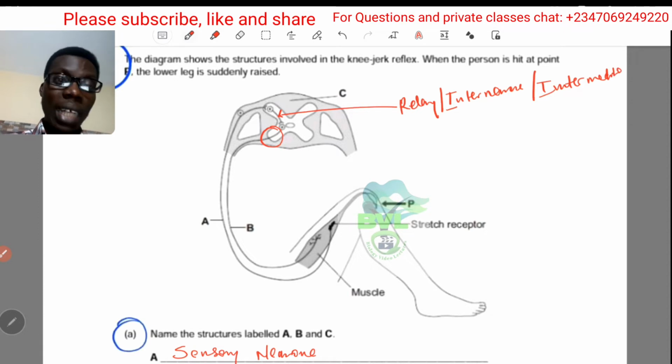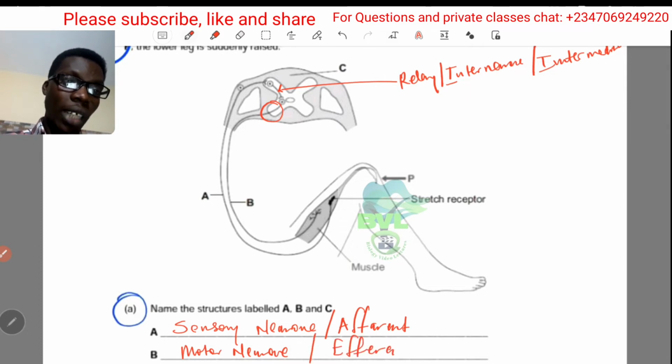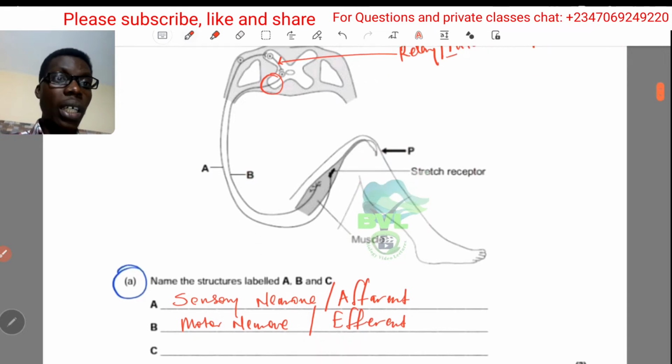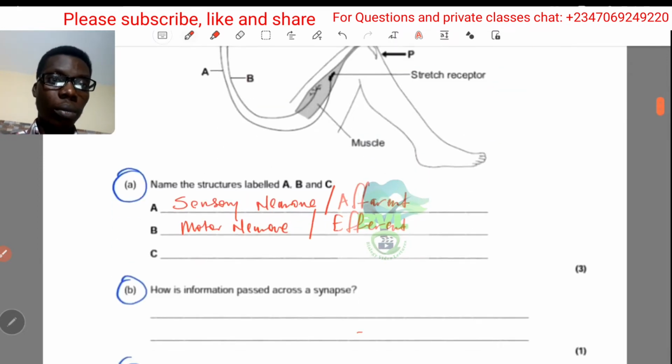Please, I have a very nice handwriting, if you know what I mean. Now, sensory neuron is otherwise called afferent neuron. Motor neuron is otherwise called efferent neuron. I just felt I should add that. So C, what's C? C is the spinal cord. I think I made mention of that already. Spinal cord.